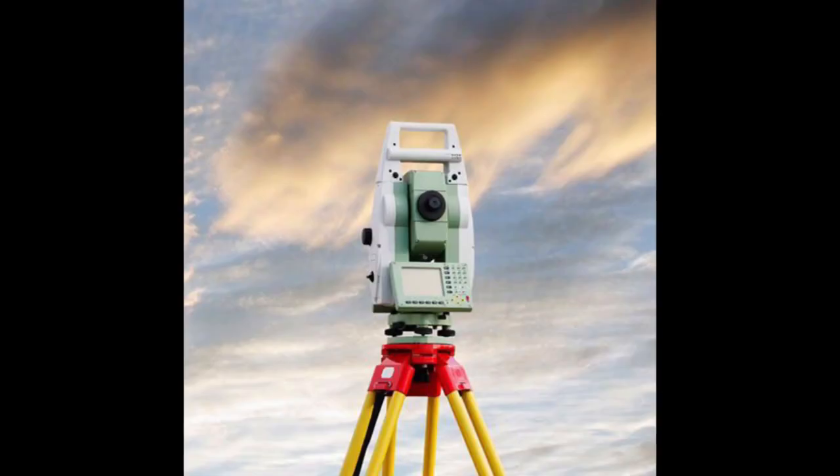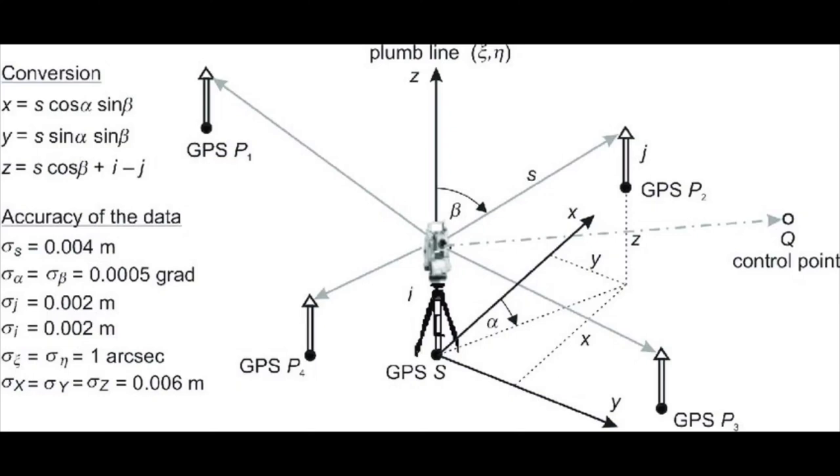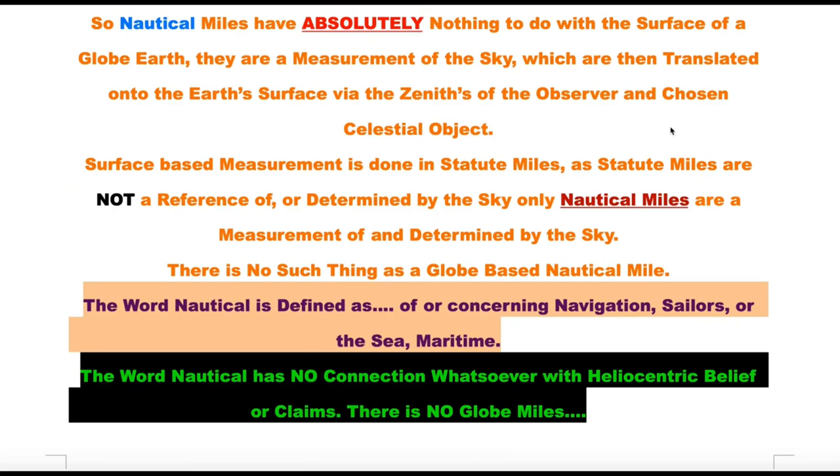Surface-based measurement is done in statute miles. Statute miles are not a reference of or determined by the sky. Only nautical miles are a measurement of and determined by the sky. There is no such thing as a globe-based nautical mile.